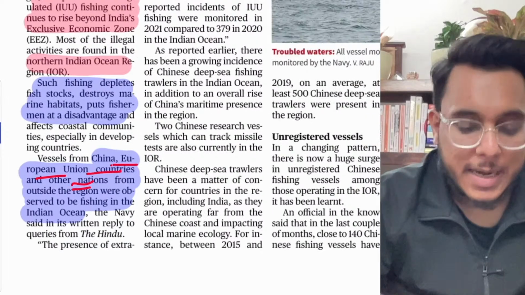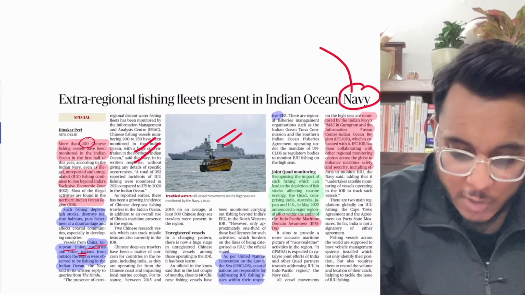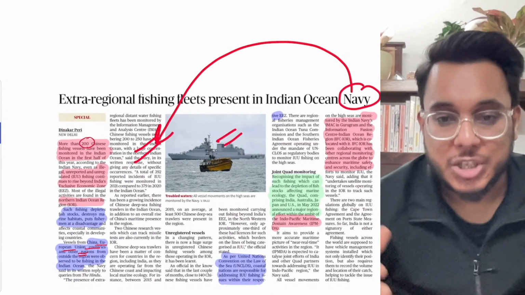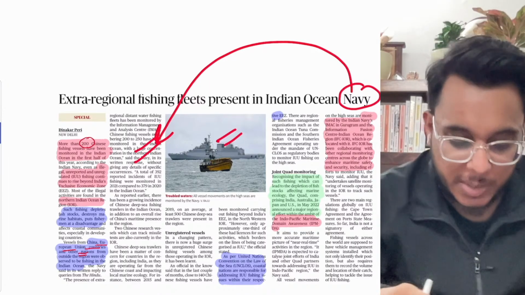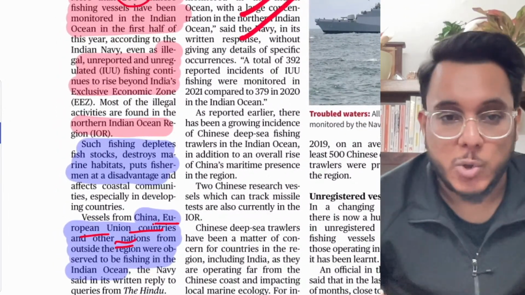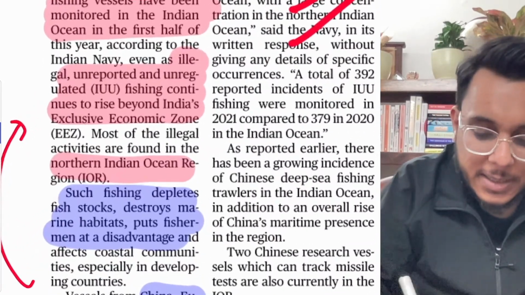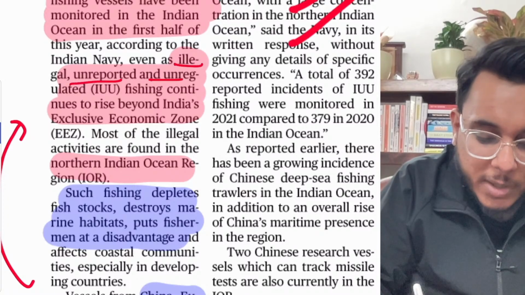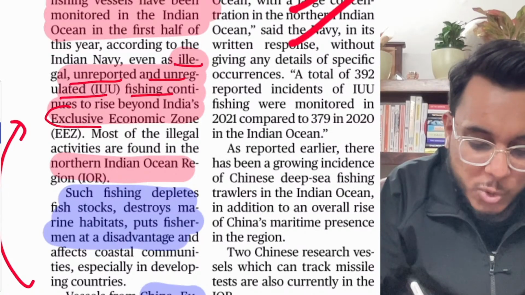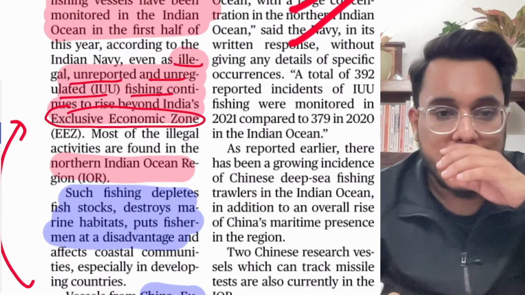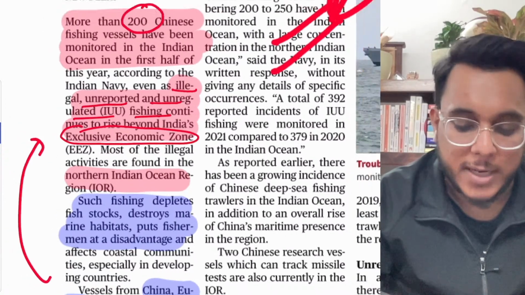Okay, so the Indian Navy has provided that in the region of the Indian Ocean there are many ships. The ships from China are there, the ships from the European Union are there, and what are these ships doing? They are involved in illegal, unreported and unregulated fishing. Fine. And beyond the exclusive economic zone of India, they are doing this illegal, unsustainable, unrecognized fishing.